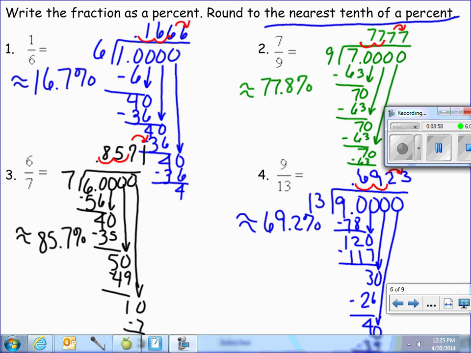1/6 is approximately 16.7%. 7/9 is approximately 77.8%. 6/7 is approximately 85.7%. And number 4, 9 out of 13 is approximately 69.2%.